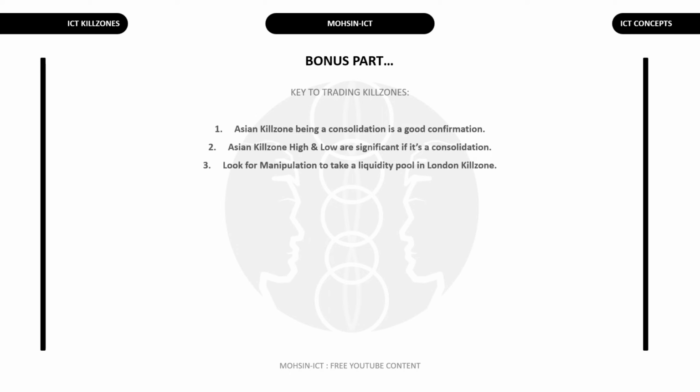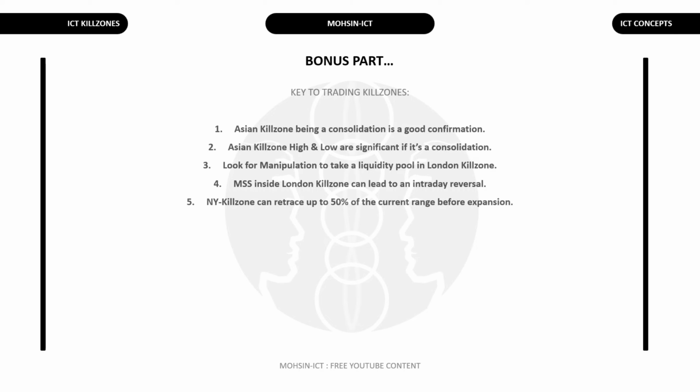You need to look for manipulation to take a liquidity pool inside the London Killzone. If the manipulation phase has taken some liquidity, high or low, inside the London Killzone, then it's most possible that that high or low is going to be the high or low of the day. Market structure shift inside the London Killzone can lead to an intraday reversal, and it can offer us good trade opportunities if it's a valid reversal.